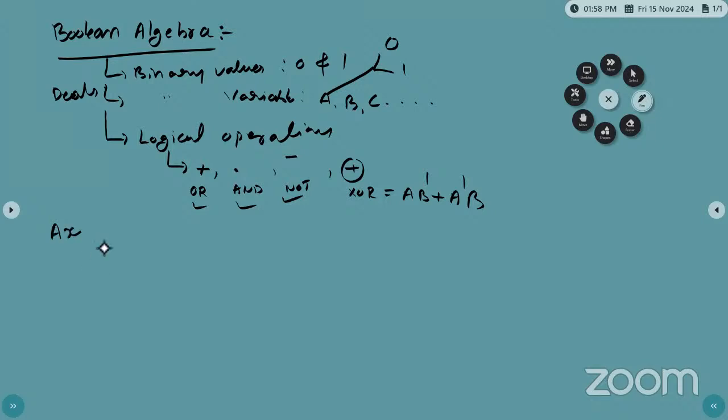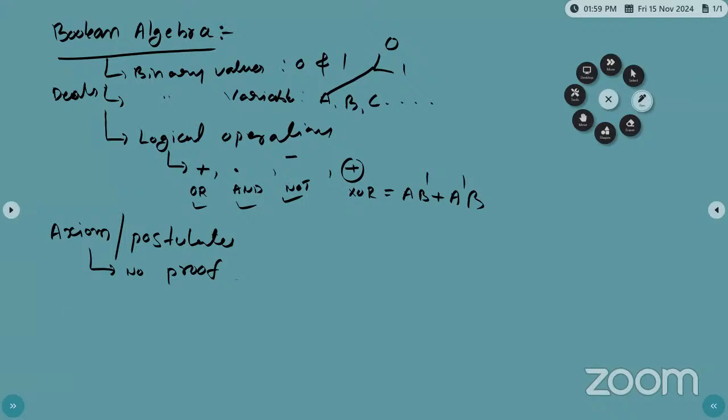So these are Boolean algebra, and similar to mathematical algebra, this also has postulates or axioms. These axioms or postulates don't require proof. The proof is not required; we have to blindly accept them. Now it has some blind postulates.